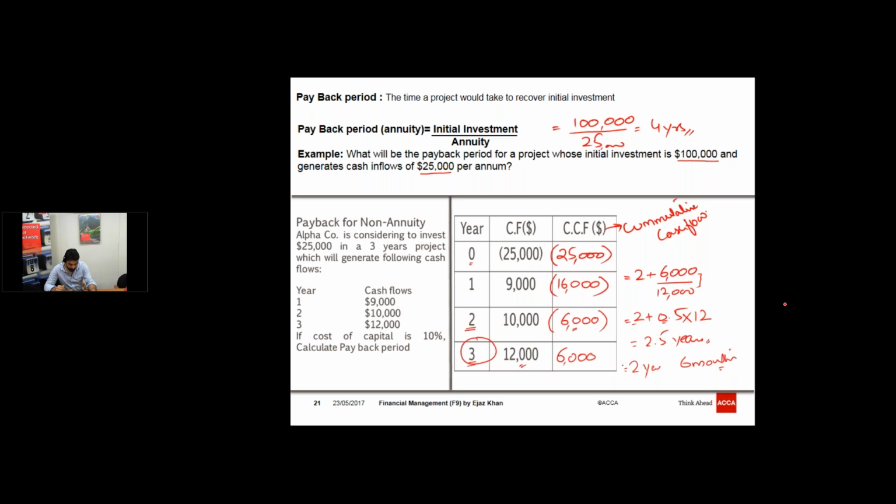So to consider the time value of money, that is the cost of capital, we need to calculate a discounted payback period. The payback period that we just calculated was a simple payback period. Now we will move to calculate a discounted payback period which will consider the time value of money.